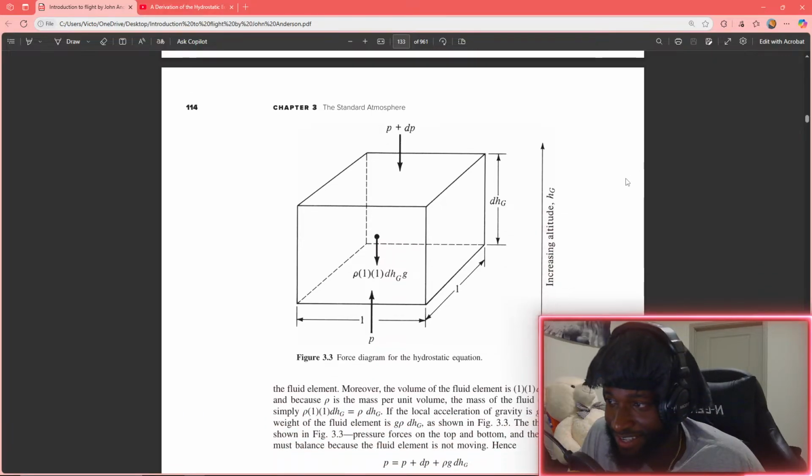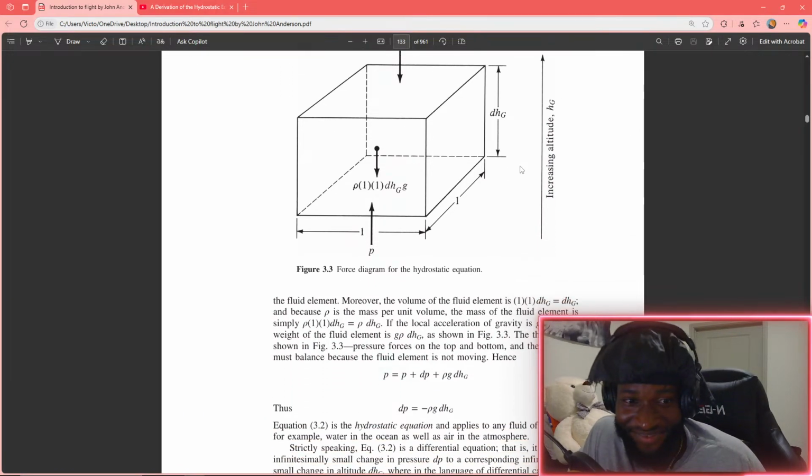Nah, I'm not that advanced yet, bro. Thermodynamics, no. I'm going into, I guess, a sophomore semester at UTA for aerospace engineering. So just getting there, trying to get ahead.